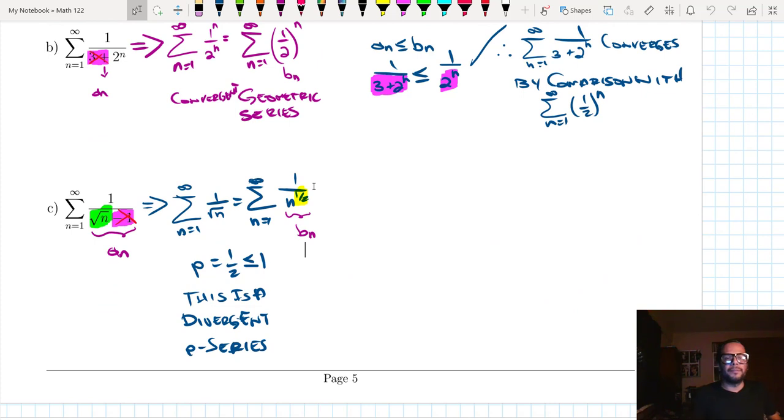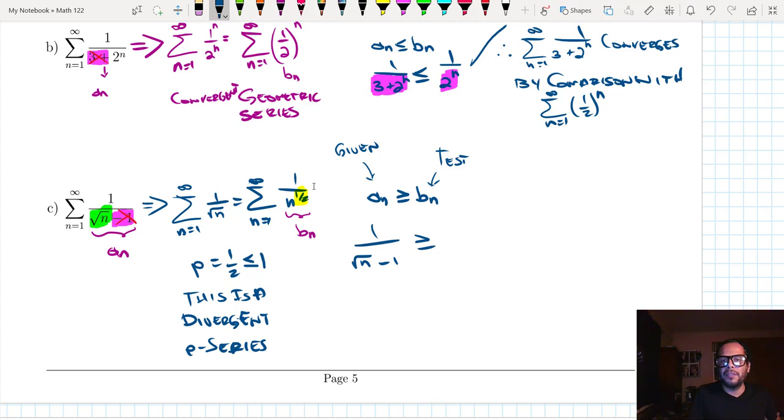Okay, so in this case, we have to show that A sub n is greater than or equal to B sub n. Okay, so that is our given, and this is our test. So 1 over square root of n minus 1 is greater than or equal to 1 over square root of n. How do we know this is true?